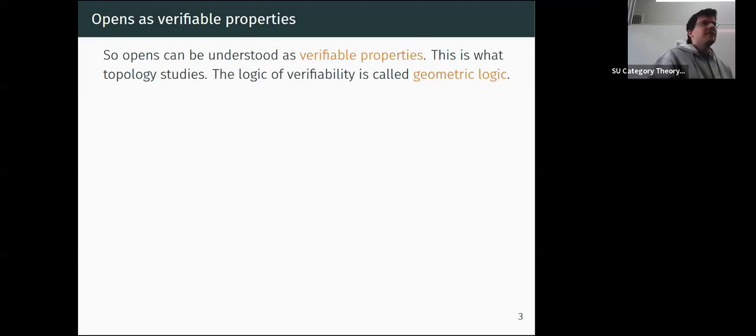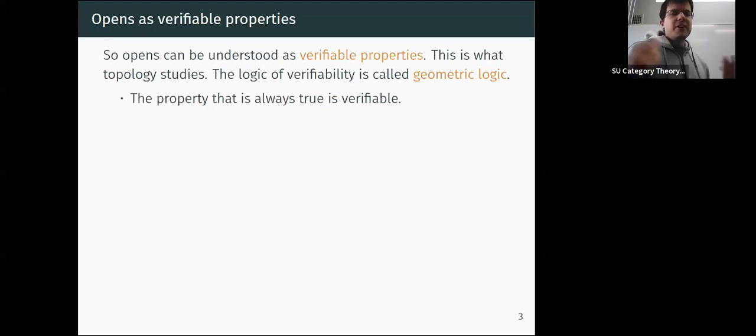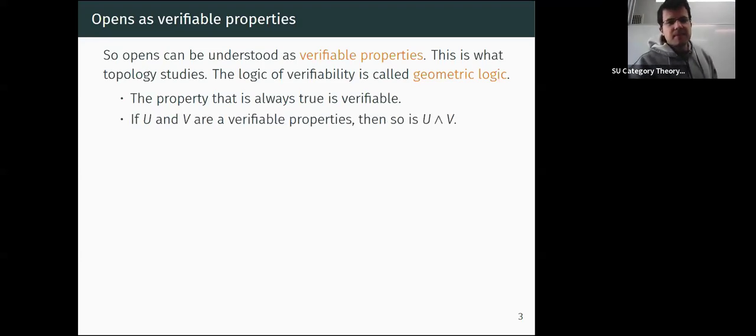Okay, so this logic is going to satisfy certain properties. There are certain things we can do with these propositions. The first thing to notice is that if you just have a property that's always true, then this is verifiable. The idea is that because it's always true, there's nothing to verify. It's always true, so you don't need to do anything to verify that it's true. On the other hand, if you have two verifiable properties, then their conjunction is verifiable.